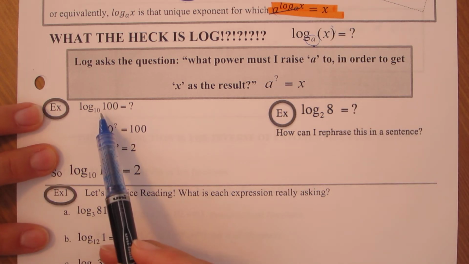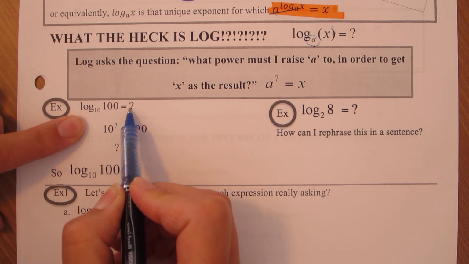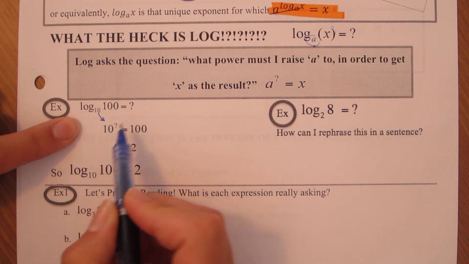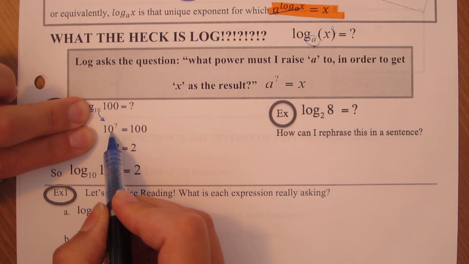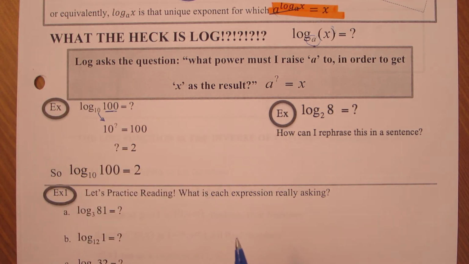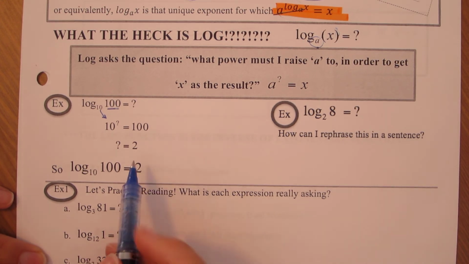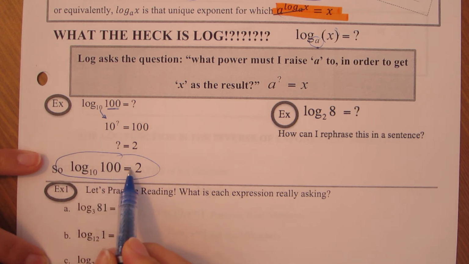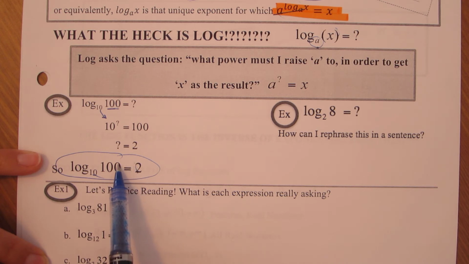So let's look at the first example. I have log base 10 of 100 equals what? All this is saying is take your base, what exponent must my base have in order for it to equal that input value? Well, 10 to the what equals 100. Well, isn't 10 squared equal to 100? Yes. So log base 10 of 100 equals 2 because 10 to the second power equals 100.